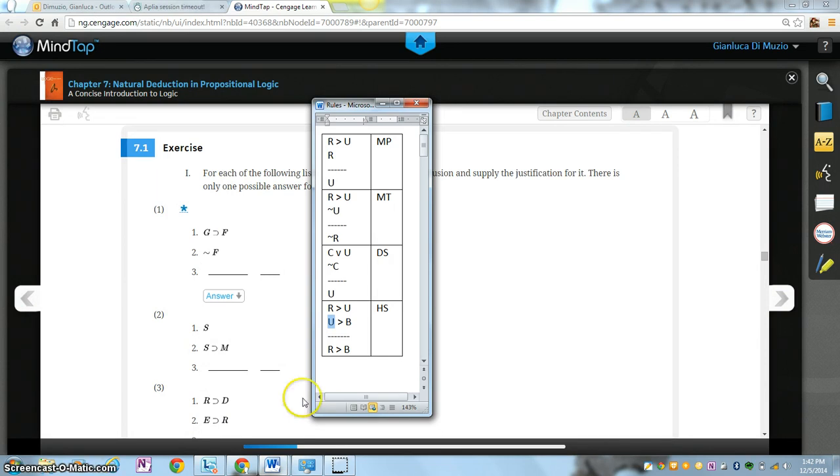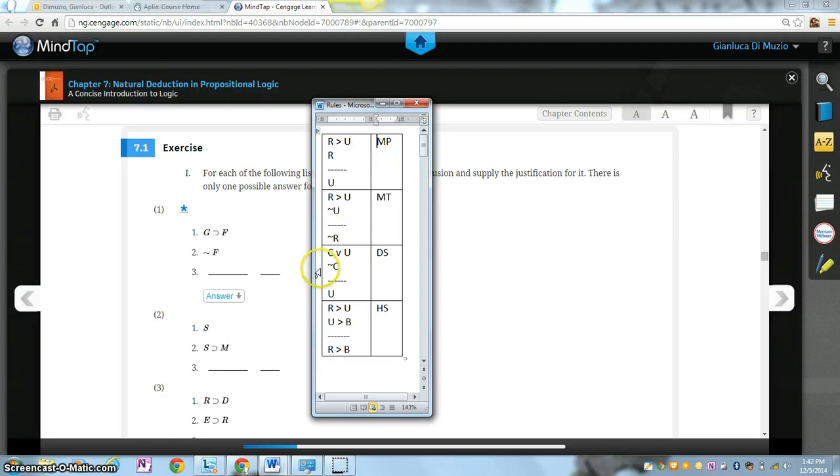So for example, look at number 1 here. The information you have is that if G, then F. And you also have information that F is not the case. Do these two lines fit any of the patterns over here? Any of the rules that we have been studying?